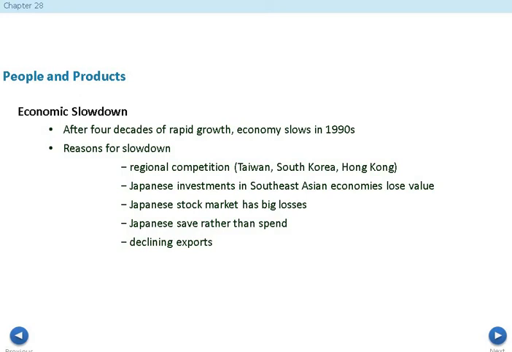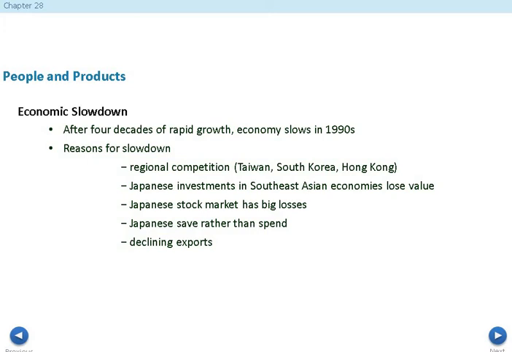Number one, regional competition. Taiwan, South Korea, and Hong Kong all use the same type of model that Japan does in terms of trying to produce as much as they can with little natural resources. Japan's investments in South Asian economies start to lose value. Japan's stock market has big losses.